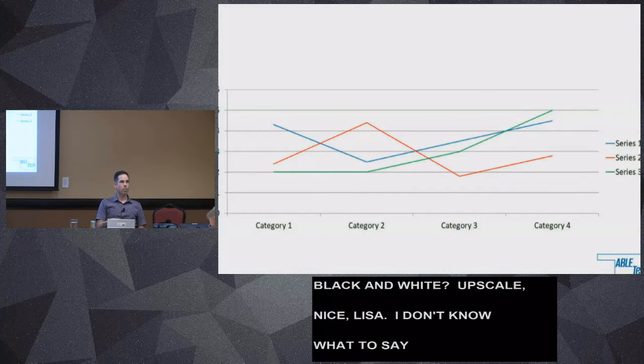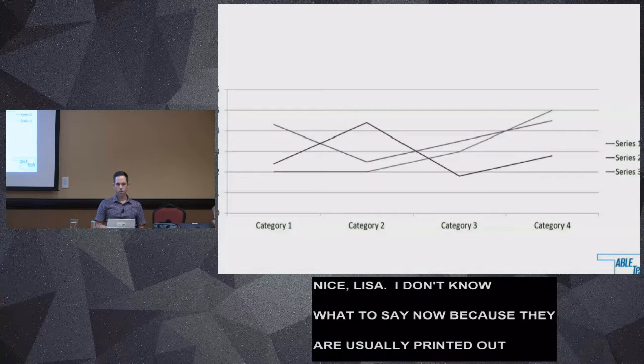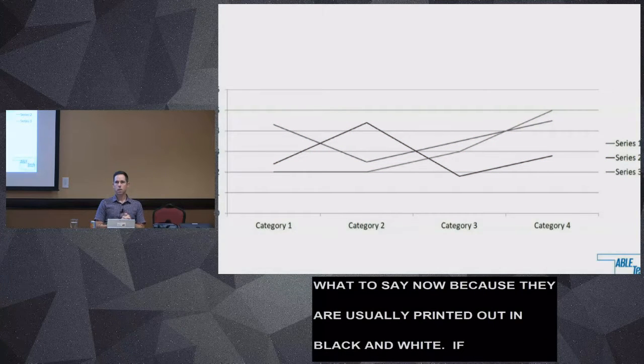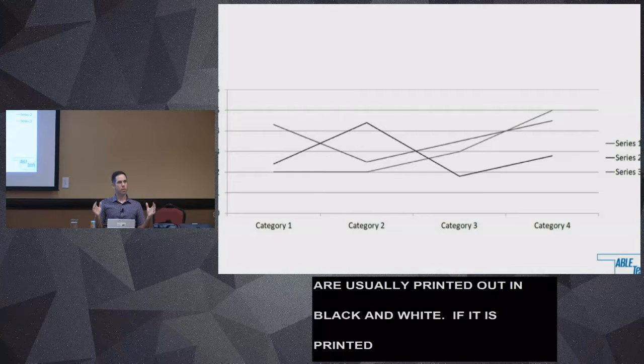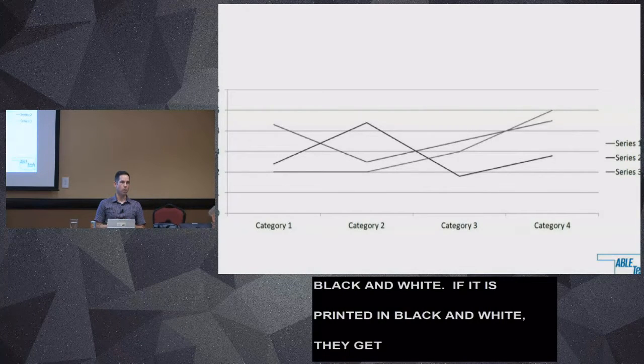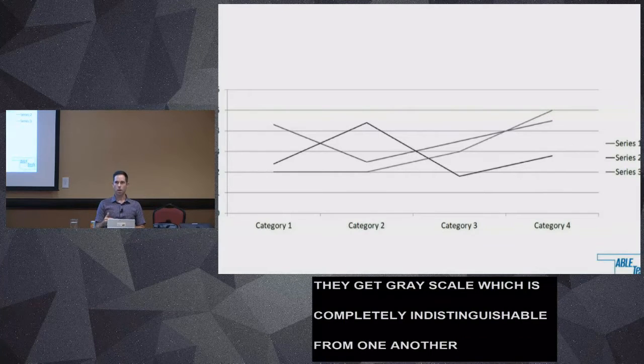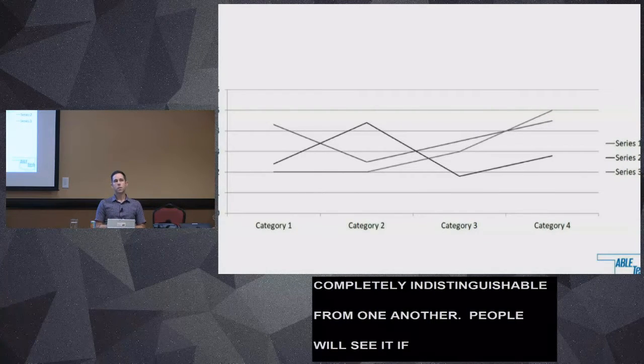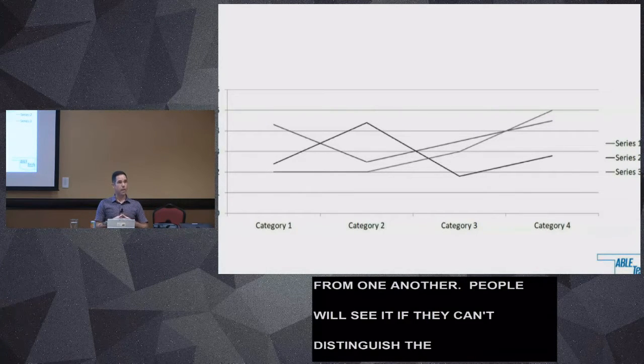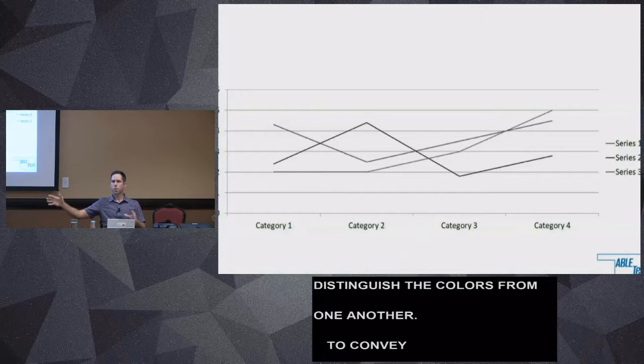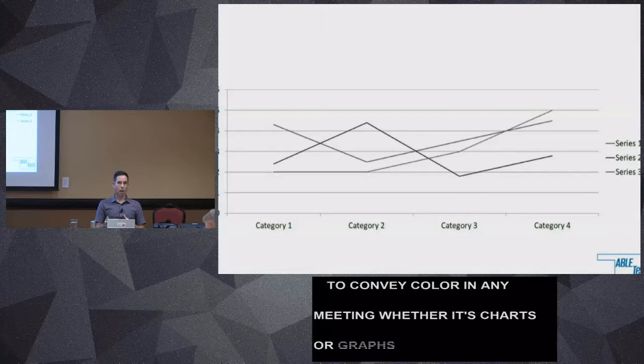When someone prints this out in black and white, they get this. They get grayscale lines that are almost completely indistinguishable from one another, which is also how people will see it if they can't distinguish the colors from one another. So the key thing using color to convey any meaning, whether it's in charts or graphs or text, is you need something in addition to color.